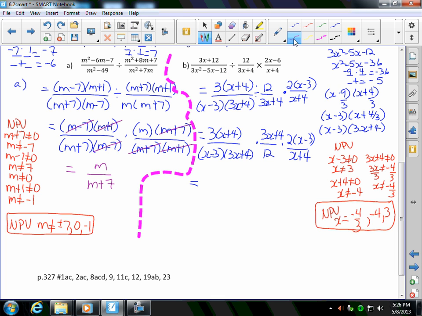Now I can finish my cancel. So I have this 3x plus 4 and that 3x plus 4, x plus 4 and an x plus 4, x minus 3 and an x minus 3. Now I have a constant here of 3, so that'll go into there once and into 12 4 times. And then I have a 2, which goes into there once and into 4 twice. So on the top, I've got a 1, and a 1, so that means I've got 1 on the top. I have 1 times 1 times 2 times 1 on the bottom, so I have a 2.